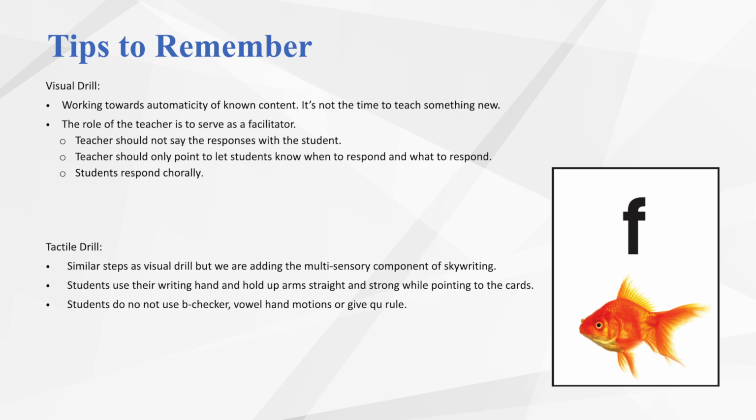We also tap the cards to let students know what to respond. For instance, tap the letter, students say F. Tap the keyword, students say fish. Tap back up to the letter, students say F. In a tactile drill, students use their writing hands as their skywriting hands. Their arms are straight and strong as they are pointing their skywriting fingers to the cards.